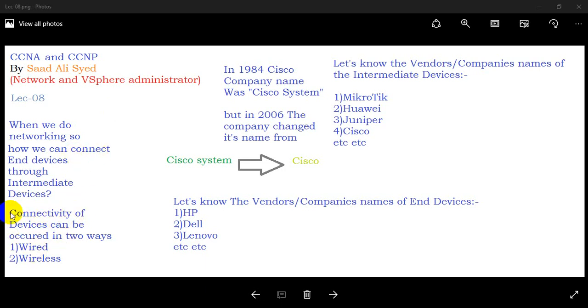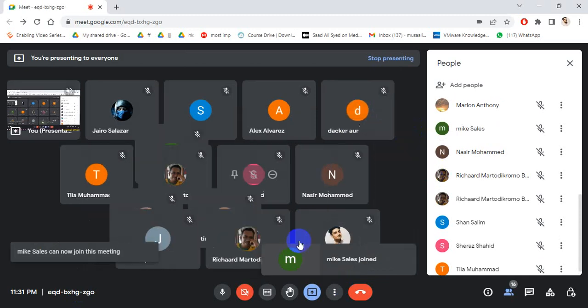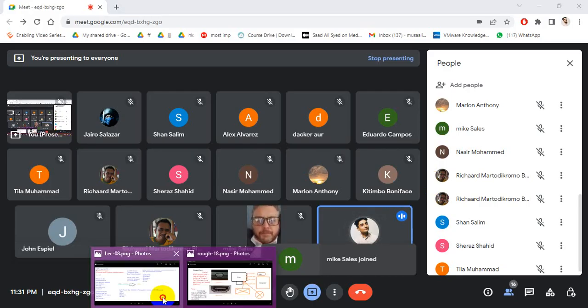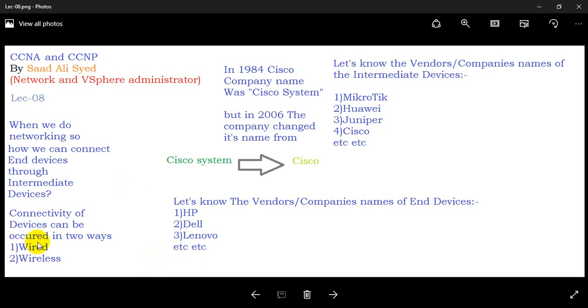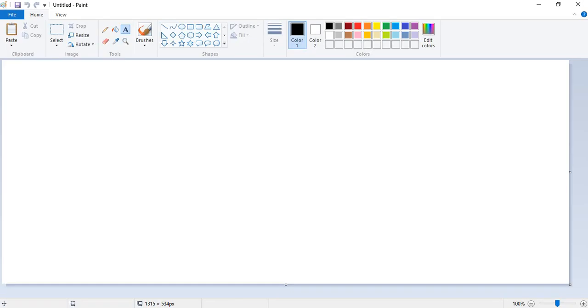The question was how we can connect. So connectivity of devices can occur in two ways. The answer is clear: connectivity can be done in two ways. Which one? First is wired connectivity. Second is wireless connectivity. Again, I'm explaining: end devices can be connected through intermediate devices by two solutions. First is wired and second is wireless.